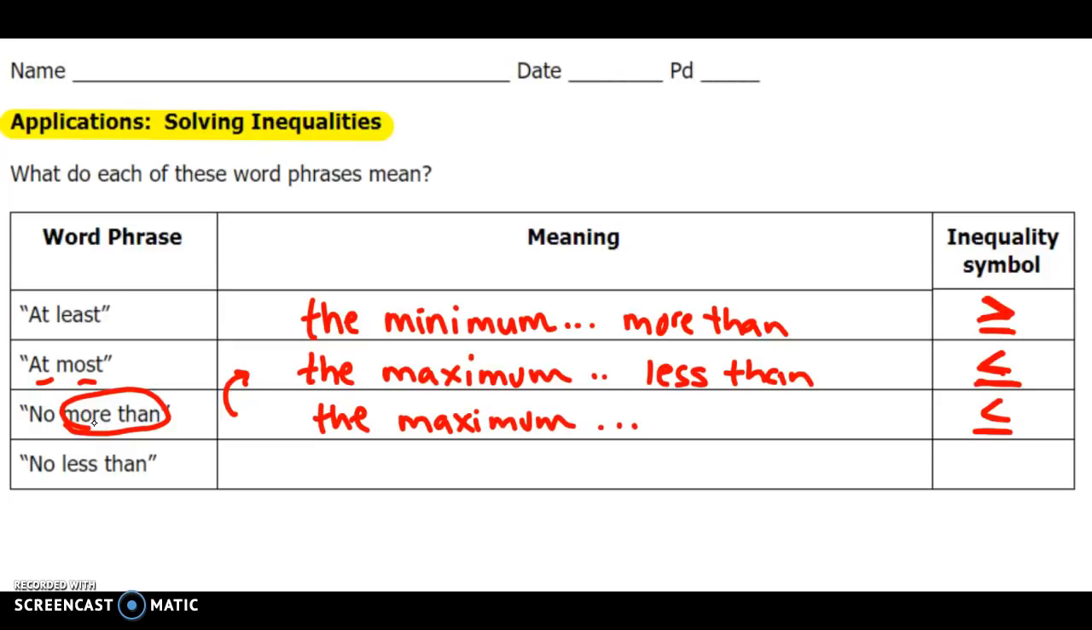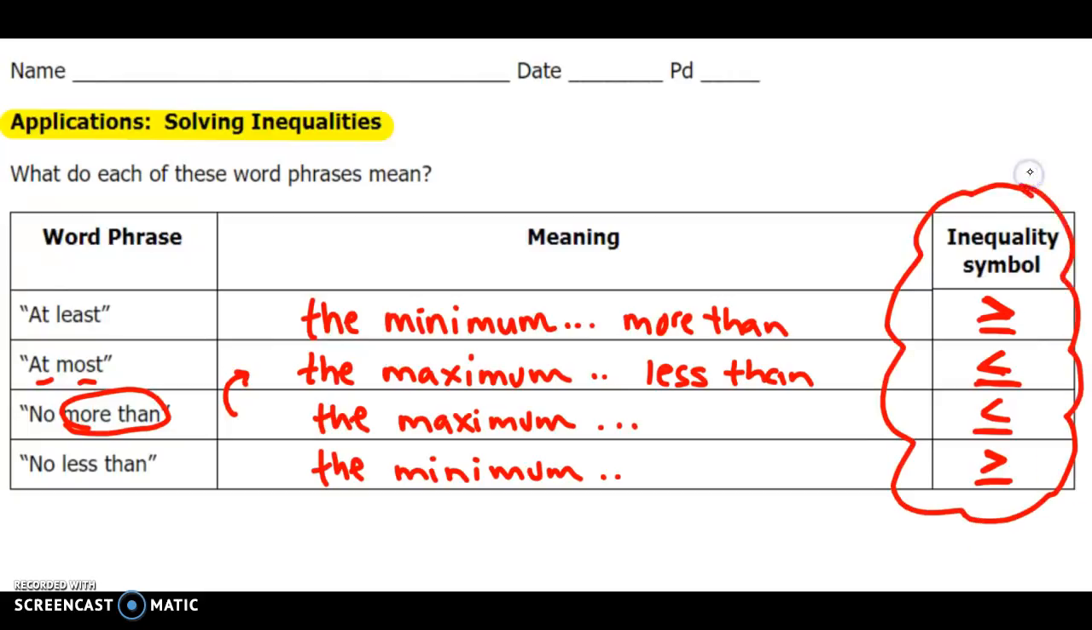So again, some of these just require us to think backwards, but if you really stop and think about it, I think that you'll be able to reason through it. And the last one, no less than, means that the minimum amount that I have, or the smallest, the least amount, however you want to word that, is $20. I have no less than that. So that means that I have to have greater than or equal to that amount. So really, if we can work through these symbols, it's going to greatly help us as we start looking at word problems and solving.